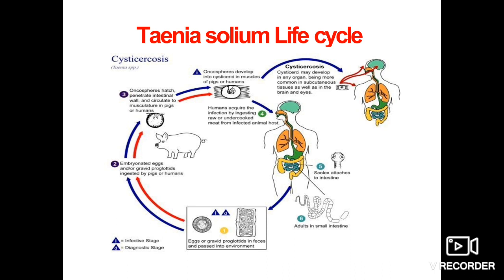So humans are also accidental secondary hosts when they are colonized by eggs, either by autoinfection or ingestion of contaminated food. So these are some important points related to the life cycle.